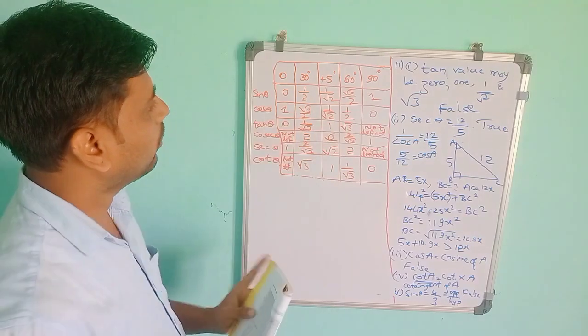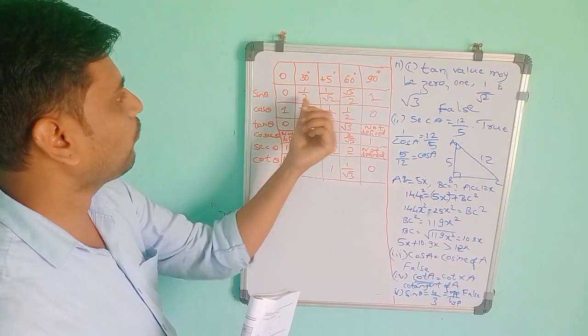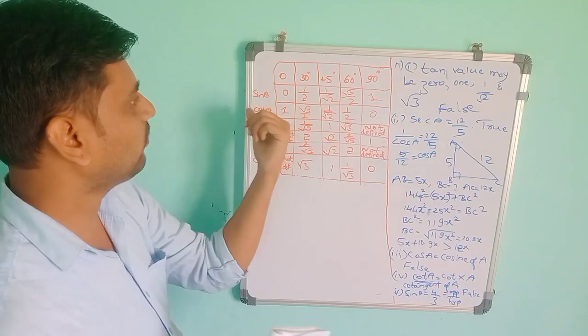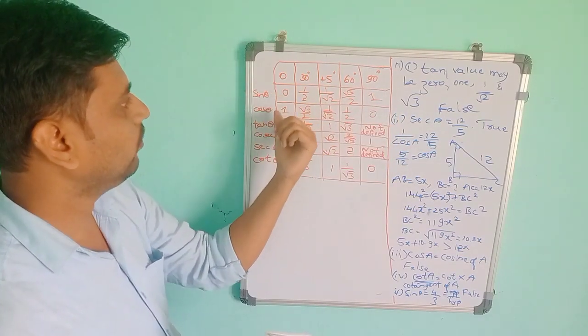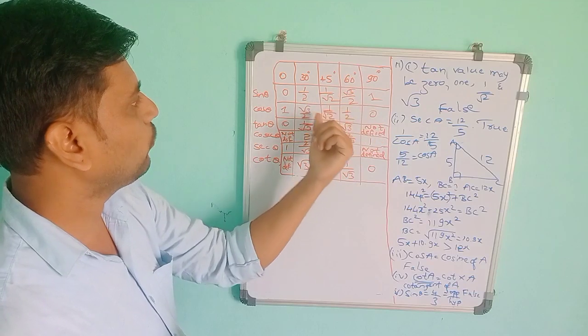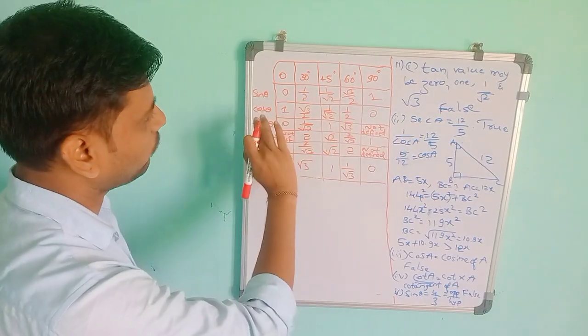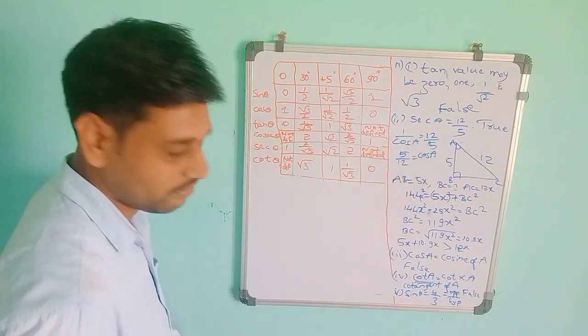See here, if you see the values gradually, it is 0 to 1 and this one is 1 to 0. The values of sin theta are 0, 1 by 2, 1 by root 2, root 3 by 2, 1. And the reverse, for cos theta, is 1, root 3 by 2, 1 by root 2, 1 by 2, 0. So sin starts from 0 to 1 and cos will start from 1 to 0.